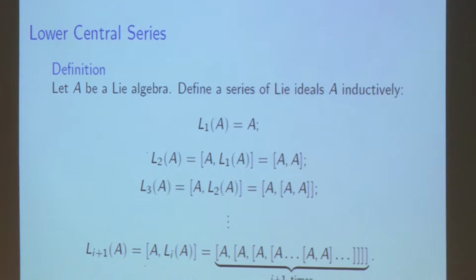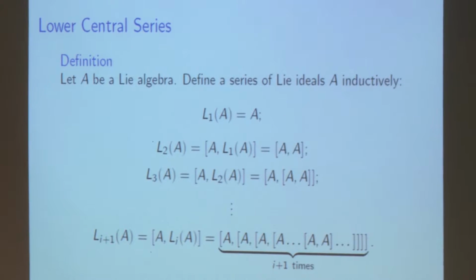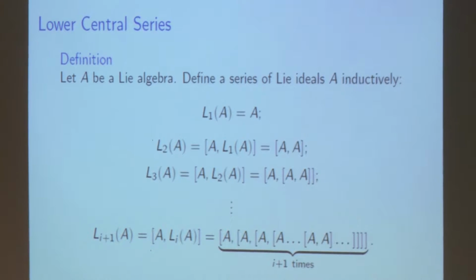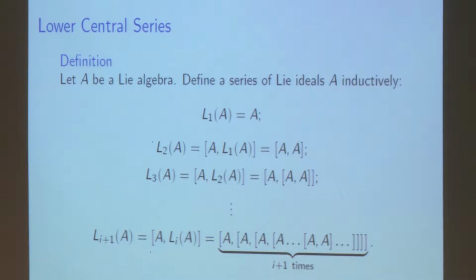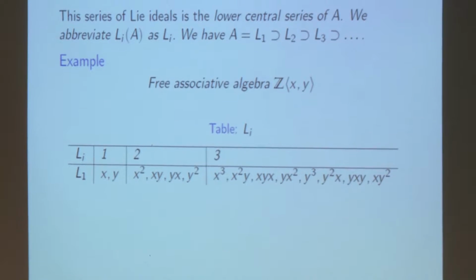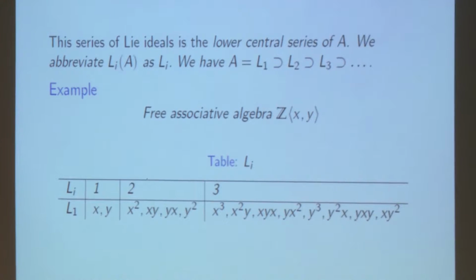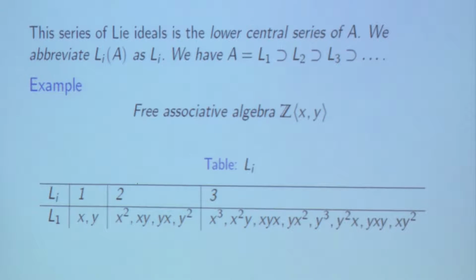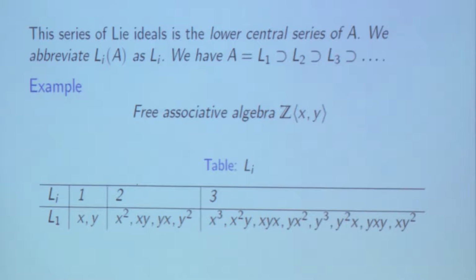Lower central series: if A is a Lie algebra, we define a series of Lie ideals. L1 of A is A, L2 of A is the commutator of A and A, L3 is the commutator of A and L2, and so on. From here, it's clear that L3 is a subset of L2 is a subset of L1. For example, here a very simple example of a free associative algebra on x and y over the field Z. Now in L1, that means from the definition that we just have A. So in degree 1 we have x and y, and degree 2 is x squared, xy, yx, y squared, and so on.